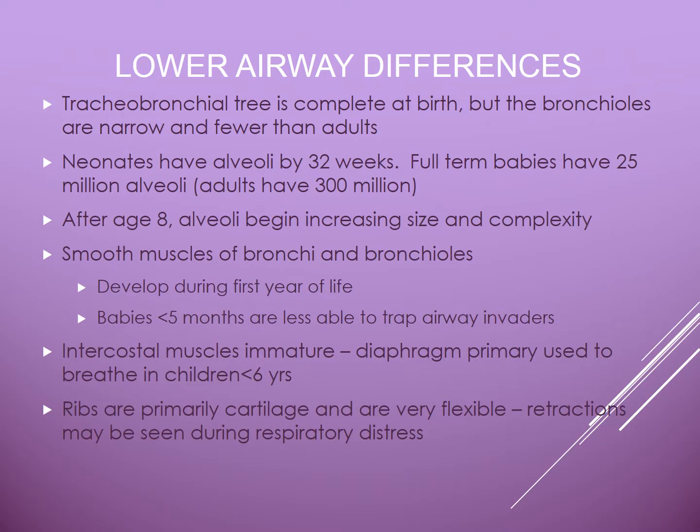So on this slide, I just want to draw your attention and point out bronchioles in children are much more narrow, and there's fewer of them than adults have, even though their whole tracheobronchial tree is complete. We talked about this with babies already. I know I stress it, and I'm pretty sure that Dr. Wheeler talked about it too. Neonates have alveoli by 32 weeks. So if you're talking about caring for babies who are born before 32 weeks, they're going to have very poor gas exchange because they don't have the structures necessary for gas exchange. Just saying. Full-term babies have about 25 million alveoli. Adults have 300 million. The rest of the stuff you can read through here.